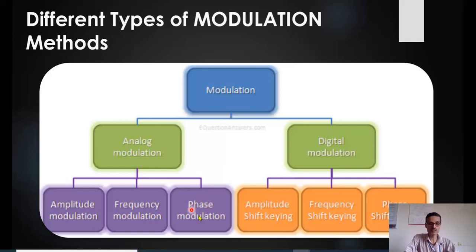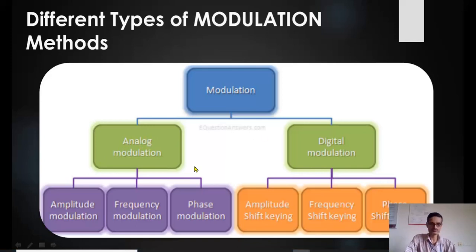If I change the phase of the carrier signal proportional to the amplitude variation of the message signal, it is called phase modulation. Even here it is the same, but here the information signal is digital. In this case, the message signal or information signal is analog. In both cases, the carrier is analog, remember, but in this case the message signal is in digital form, zeros and ones, and in this case, a continuously varying analog signal is the message signal.